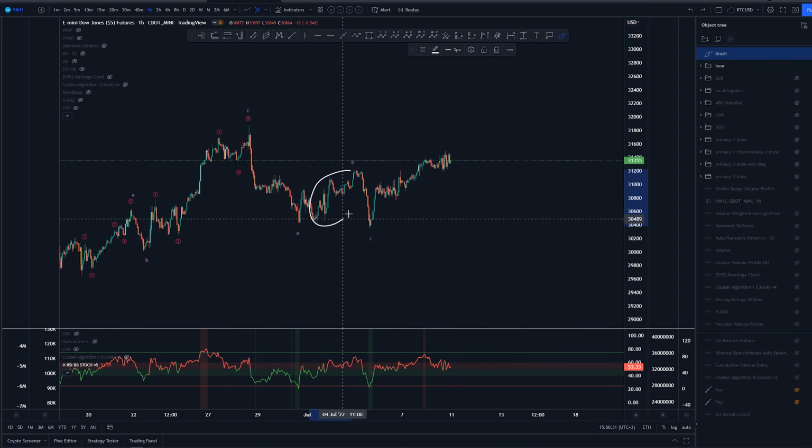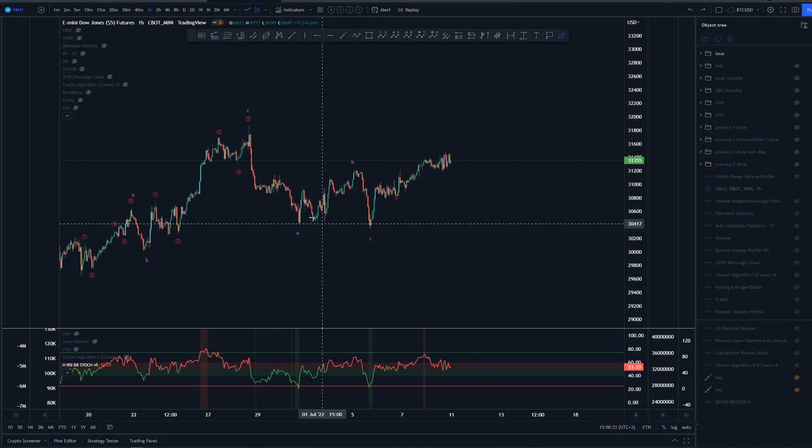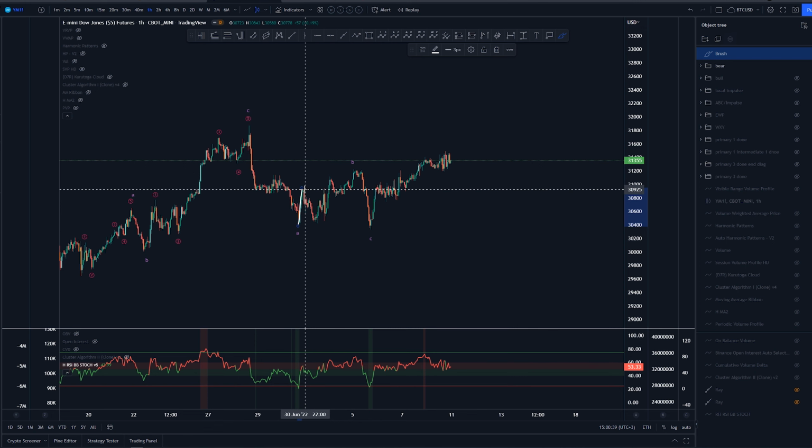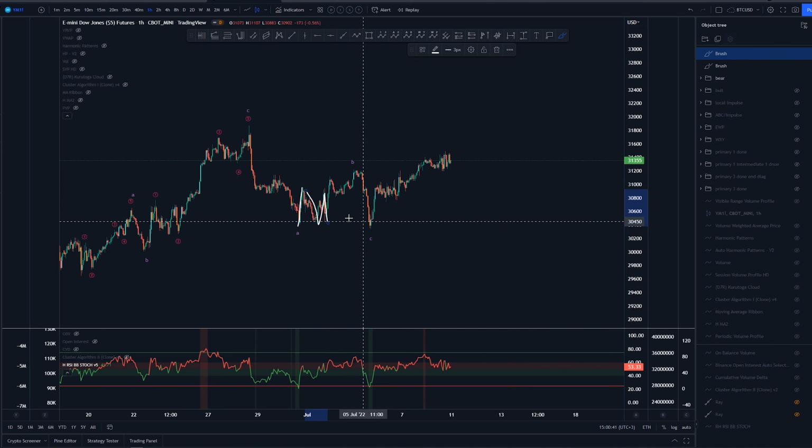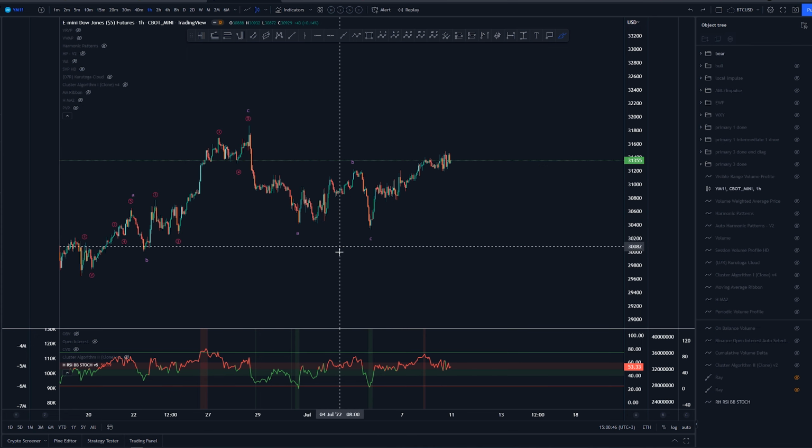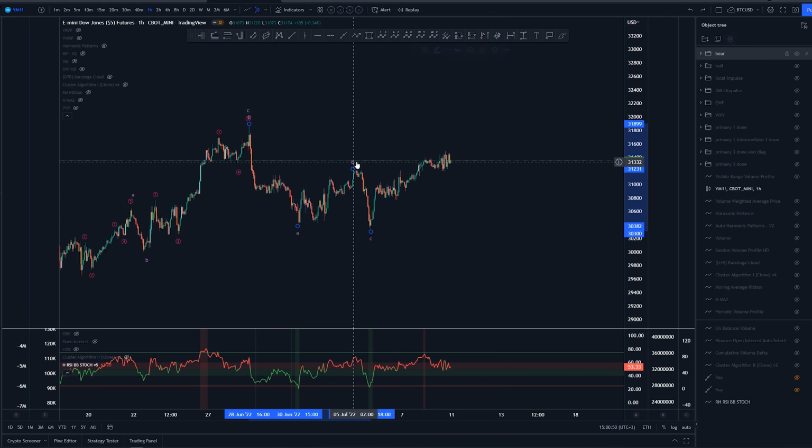For sure the B wave is a mess. I'm not quite sure how I'm going to be putting that in here. Maybe it is just this leg and then a 3-way structure like so in the middle, and then again 3 ways, possible WXY in the middle, but yeah, not too fast about it.